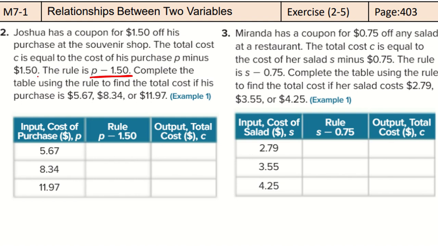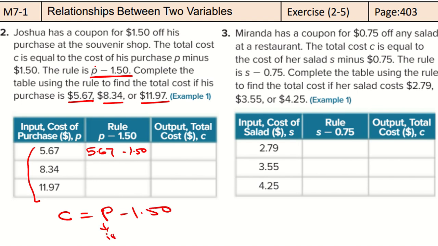It means this will help you to complete the table. So, complete the table using the rule to find the total cost if this purchase is these numbers. This is written here also, okay? See, so just this is the value of P and write it here. So, 5.67 minus 1.50. So, what will be the output? Here I have told you in another video that whatever comes inside means C is equal to P minus 1.50. So, this P is called input and C is called output, or you can say C is called dependent variable and P is called independent variable. Okay.